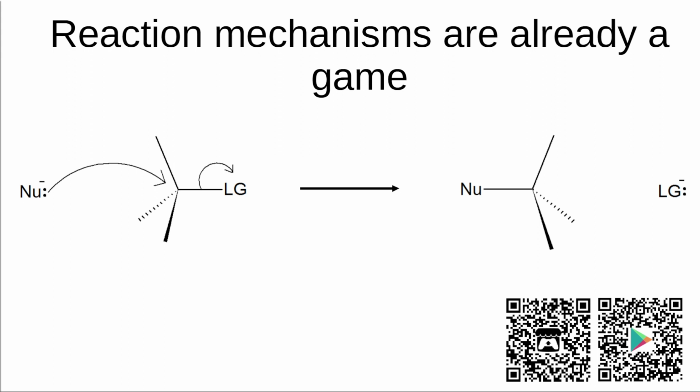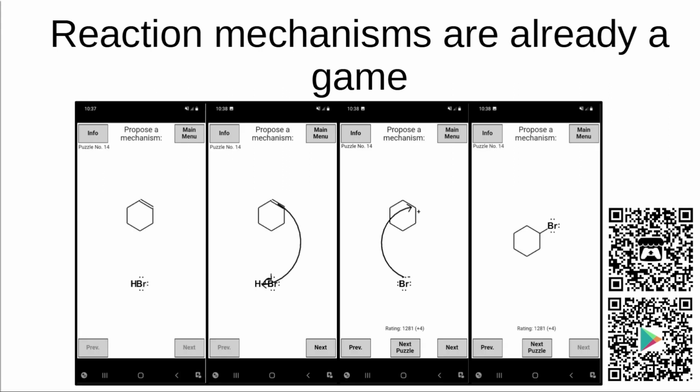The primary gameplay mechanic of many popular cell phone games is just drawing lines on the screen. And reaction mechanisms are exactly that. There's no need to try to change the chemistry to spice things up and to make it fun. It's already a game. It's already fun. All we have to do is make that game. And so that's what I did.